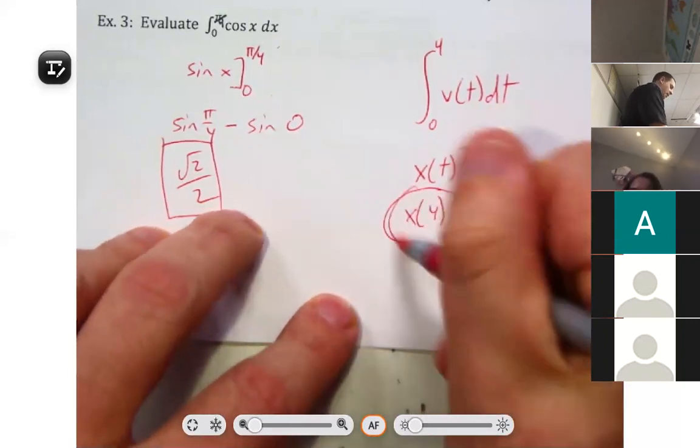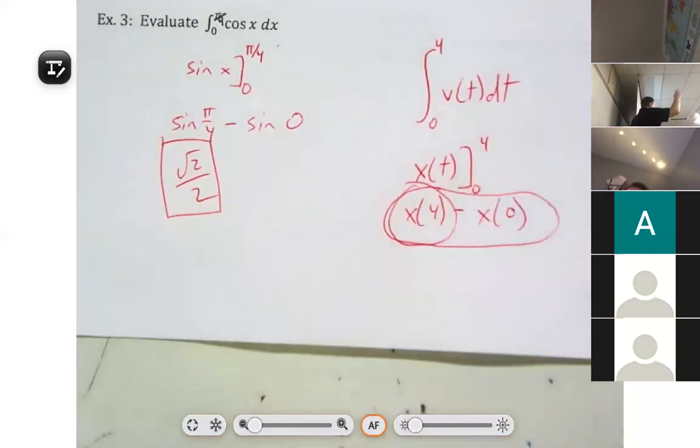Like x of 4 is where you are at the end. Like you're moving all over from 0 seconds to 4 seconds. Watch me walk from 0 seconds to 4 seconds. 1, 2, 3, 4. I stop here, okay? x of 4 is where I am now. x of 0 is where I was to start. If I subtract those two things, it tells me how far I went. That's what we get into here. Definite integrals, yes, it finds area, but more importantly, conceptually, it finds how much the original function changed, okay?